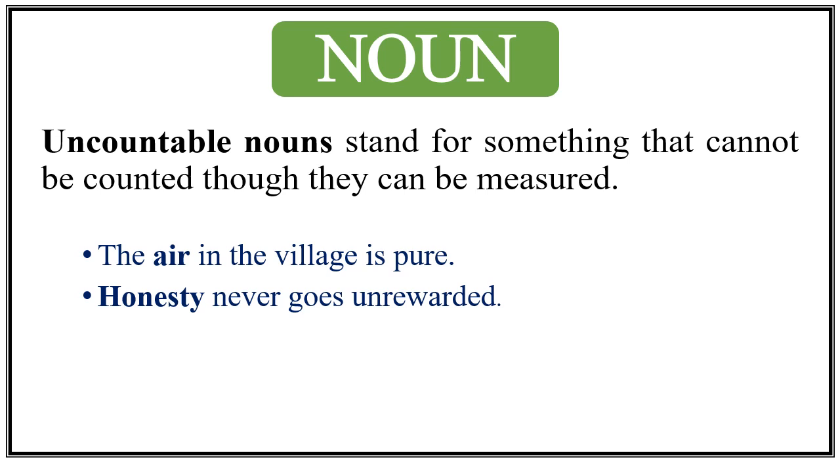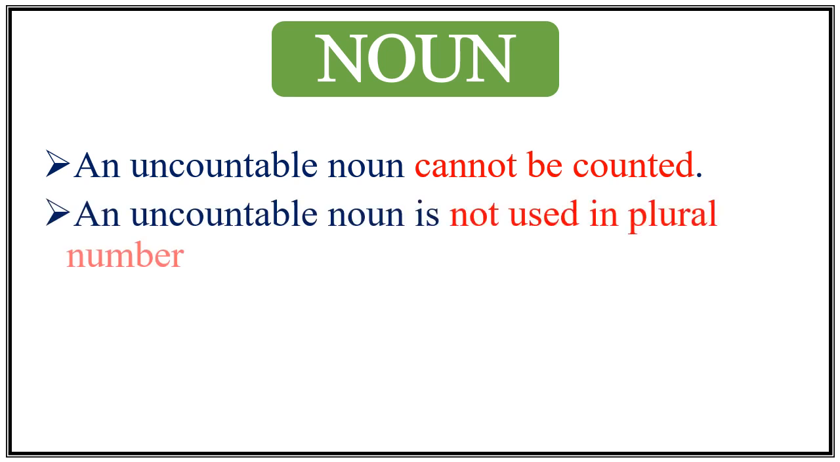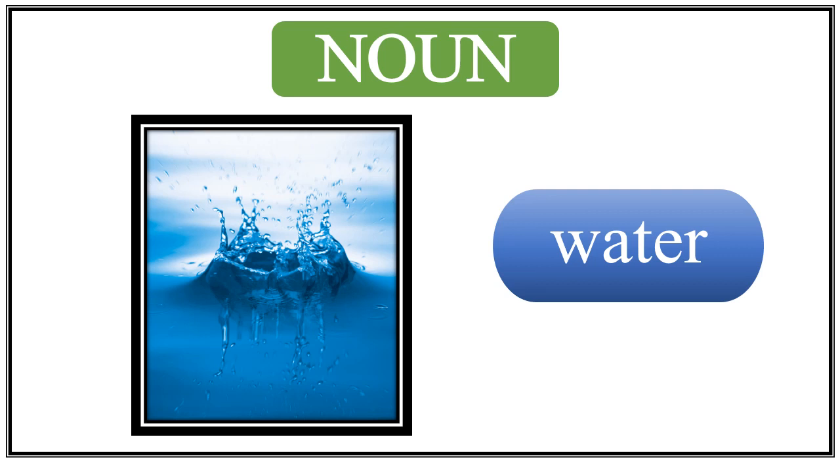Remember 2 things about uncountable nouns. 1. An uncountable noun cannot be counted. 2. An uncountable noun is not used in plural number and needs no article before it. Let me give you a few more examples. Water. Let me explain it to you. We can't count water. We do not say, I have 1 water, 2 waters, 3 waters, 4 waters. It doesn't make sense. Instead, we say 1 liter of water.